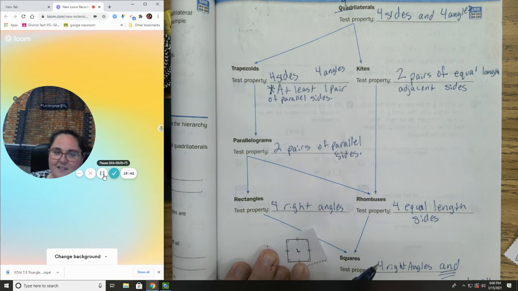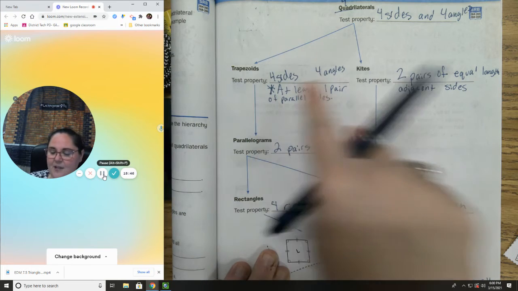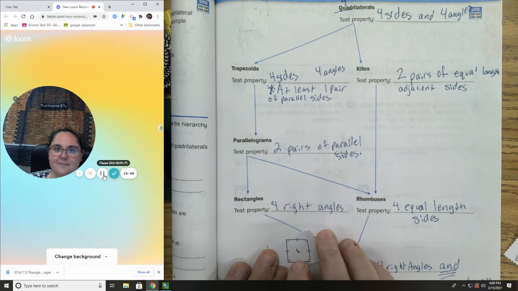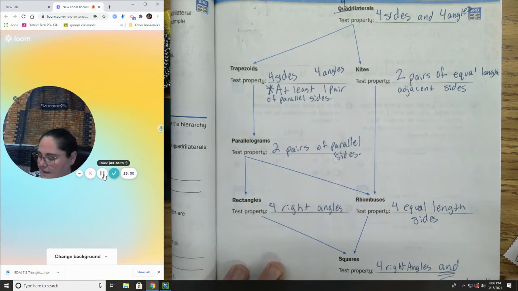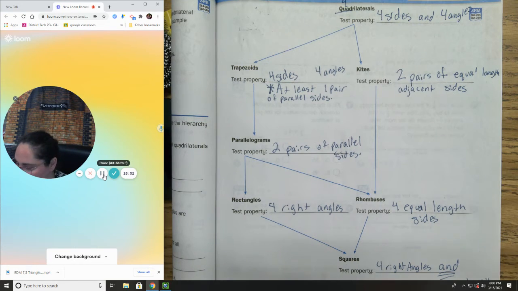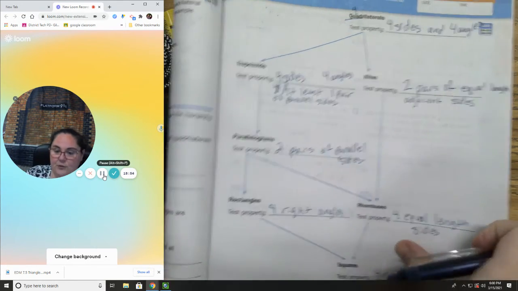It is a square. You're absolutely right. But I could put it in any of these other categories. Okay? Now, let's look at page 250.